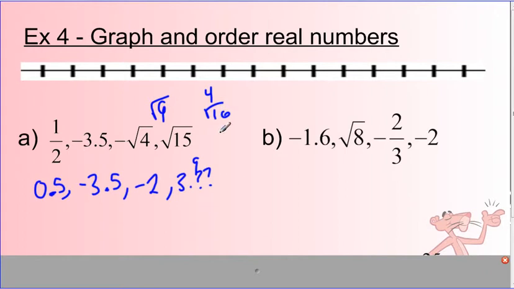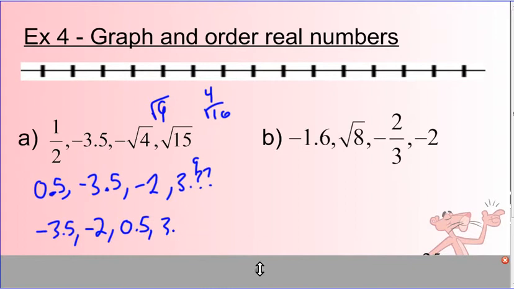Okay, now we can put these numbers in order. So we have them all as decimals. If you remember when we were doing this way back in lesson 2.1, the more negatives a number has, the smaller it is. So negative 3.5 is the smallest, followed by -2. Now we're into positive land. Positive 0.5 is smaller than positive 3 point something.